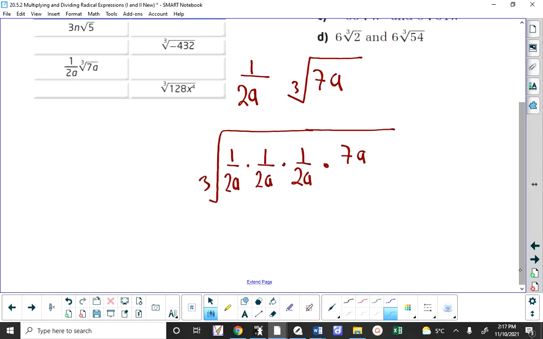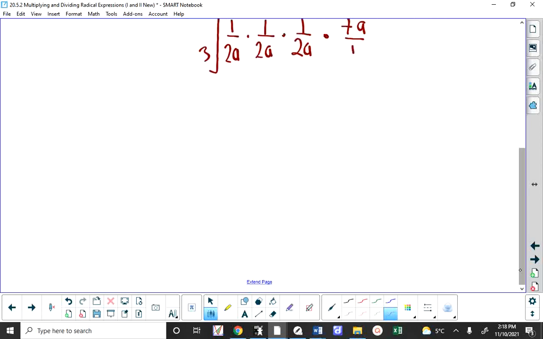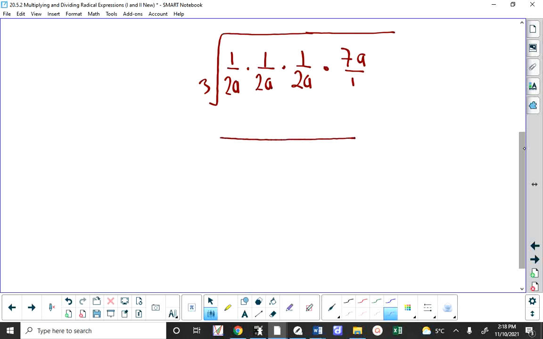And look at how I wrote that 7a in relation to the other things. It's up top, right? Because 7a is 7a over 1, and everything else is a fraction. So I want things to line up fraction-wise. You get my drift there? Okay. Could I have just written 1 over 2a quantity cubed? Certainly. Now what we're going to do is we're going to simplify this. This is the cube root, and when I'm multiplying fractions, I can always multiply across the top. So 1 times 1 times 1 times 7a is 7a. And multiply across the bottom. 2a times 2a times 2a times 1 is 8a cubed.